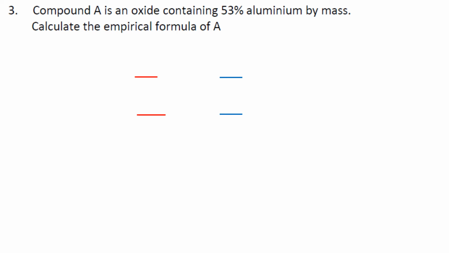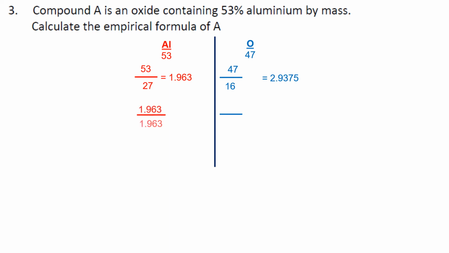Okay, so it's aluminium oxide. Aluminium was 53%, which means the oxygen must be the remaining percentage, which is 47. Divide each one of those by the relative atomic mass. So aluminium is 27 from the periodic table, oxygen is 16. Divide each one of those by the smallest number. You get 1 and 1.496.